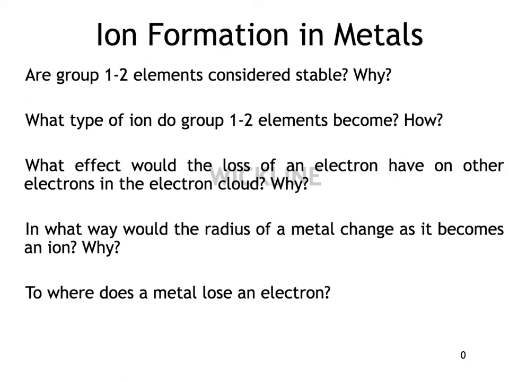All right, let's talk about ion formation in metals. Elements in group 1 and 2 are also not considered stable because they only have 1 or 2 electrons in their valence shell, and they really need 8.